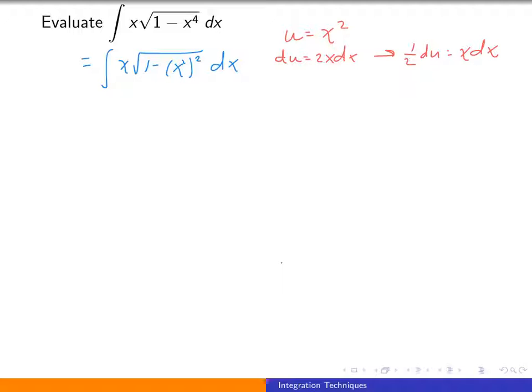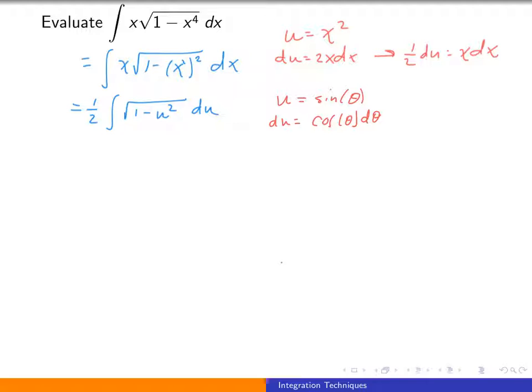So rewriting in terms of our variable u, we would have 1/2 times the antiderivative of the square root of 1 minus u squared. And now that we've made this initial substitution, looking at our integrand, we are very well suited to apply a trigonometric substitution. 1 minus u squared indicates that we would like to let u be equal to sine theta. So u is sine theta, and du is going to be cosine theta d theta.